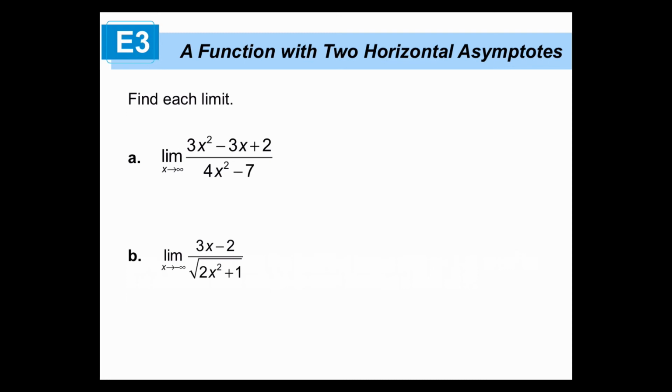What do you think? 3/2. What's the degree of the numerator? 1. What's the degree of the denominator? 1. 2 or 1? It is 1, because it's the square root of x squared. Make sense? Yep.